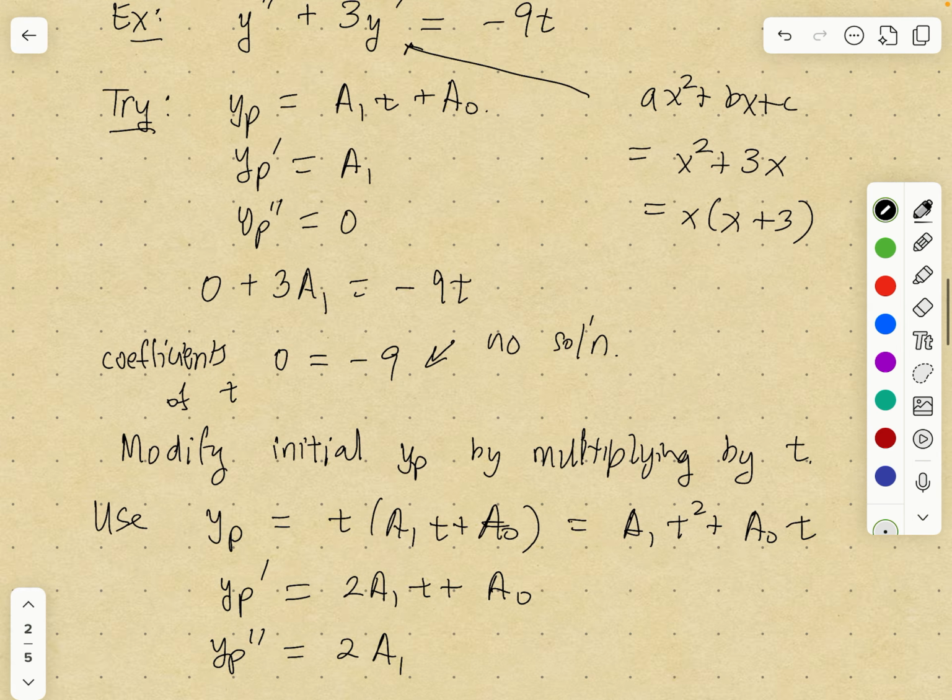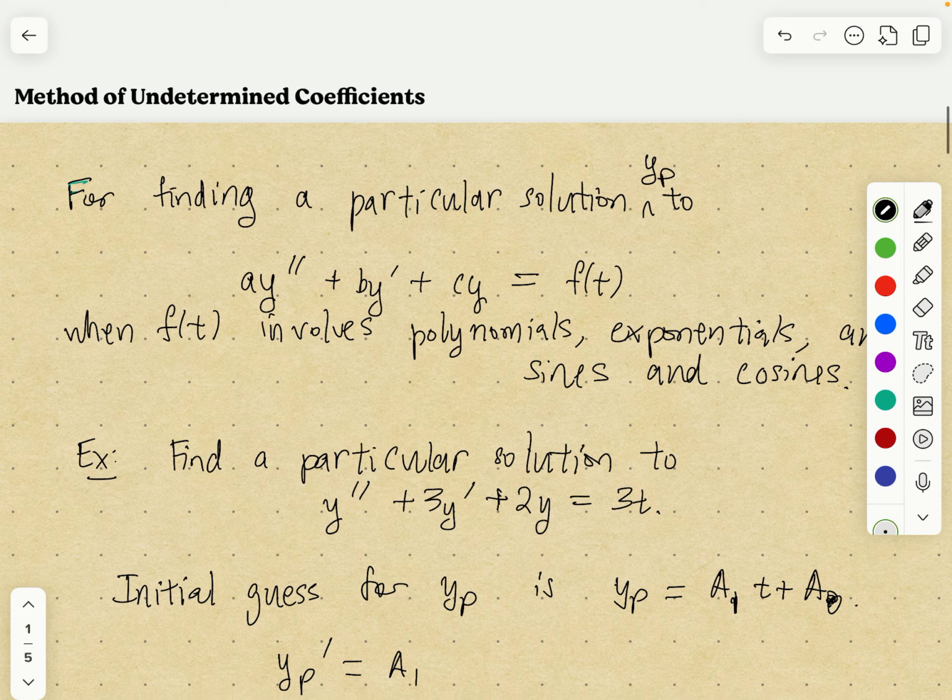Okay, in this video we're going to continue our discussion of the method of undetermined coefficients. And last time we talked about what to do. So last time, actually it's just right above, I'll just go over it.